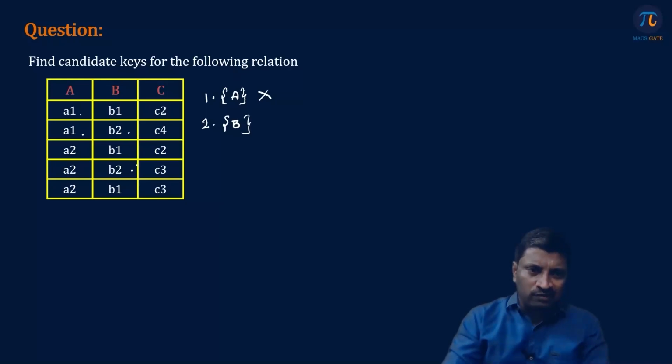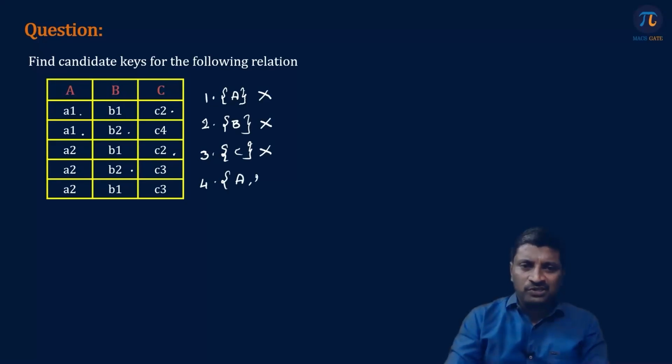Record 1 and record 2 both have the same values, so it cannot be a candidate key. What about C, sir? Record 1 and record 3 both have the same values, so they are not candidate keys.